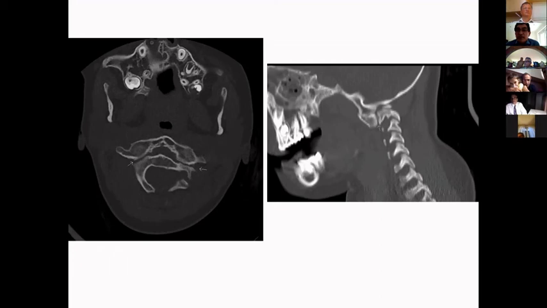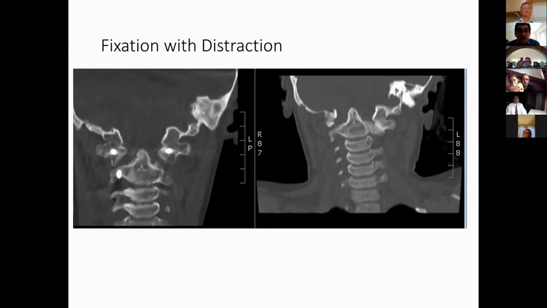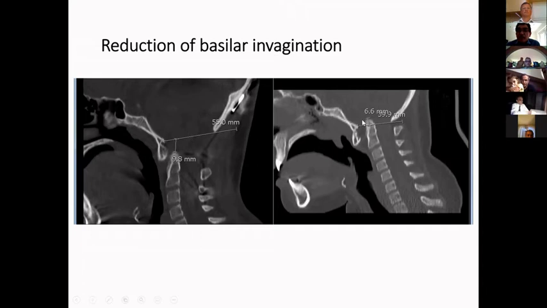So I operated on this patient, and I did what Professor Goel has been recommending, to distract C2 from C1, to open the C1, C2 joint, jam the C1, C2 joint with bone graft. And this is the pre and post-op appearance. You can see here, C2 was completely through the foramen magnum. And this is after distraction, joint jamming, and C1, C2 fixation.